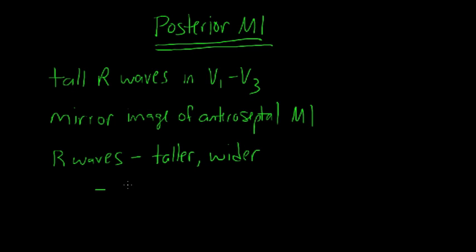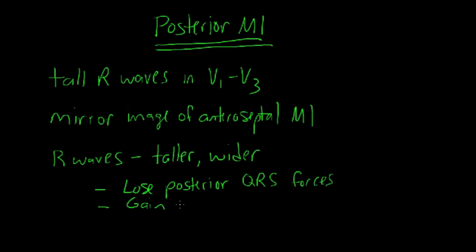Well, with posterior MIs, you lose posterior QRS forces, and that results in unopposed anterior QRS forces moving towards V1 and V2. Depolarization towards any lead will show up as a positive deflection, and here it manifests as a tall R wave. But essentially, this is the same mechanism that causes Q waves. But here, everything is a mirror image over the x-axis, and that should also explain why the R wave is wide, just like a Q wave.